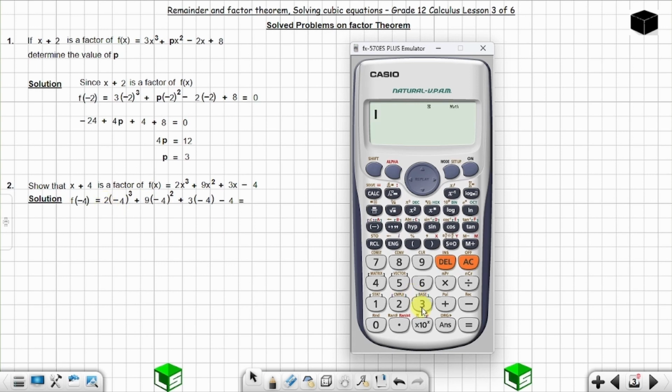So I have 2 times, in bracket, negative 4 to the power of 3, plus 9 times negative 4 to the power of 2, plus 3 in bracket negative 4, then minus 4. This is equal to 0. Okay, you can see that.